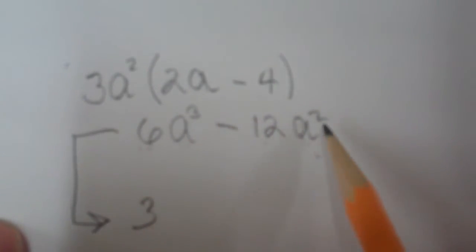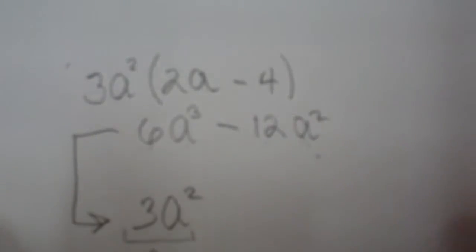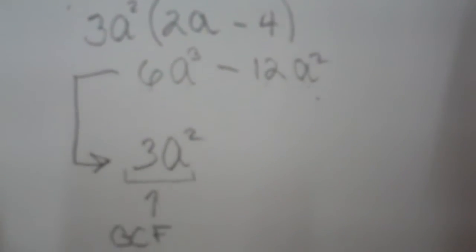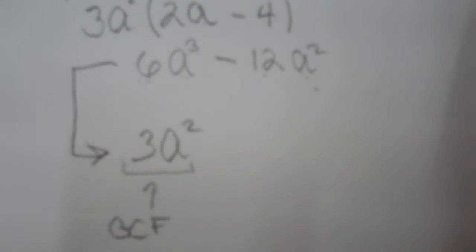And what is the smallest power of that variable? It looks like a squared is the smallest power of the variable, which means I can pull out an a squared. This, then, is called the greatest common factor. That is my GCF. Right there, you can see the GCF.